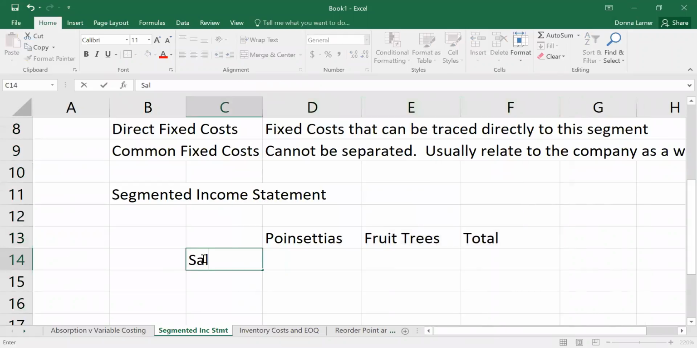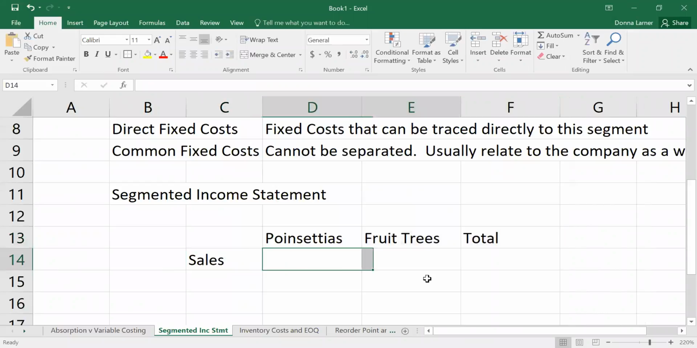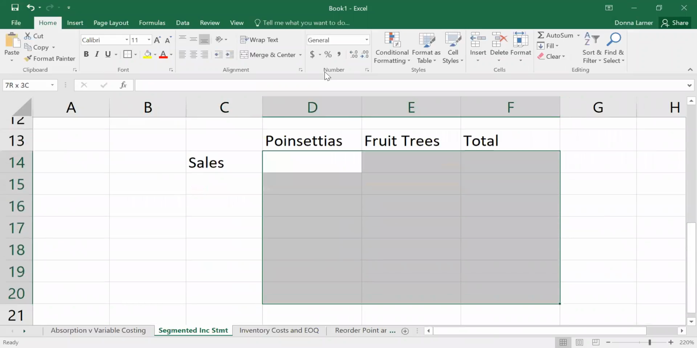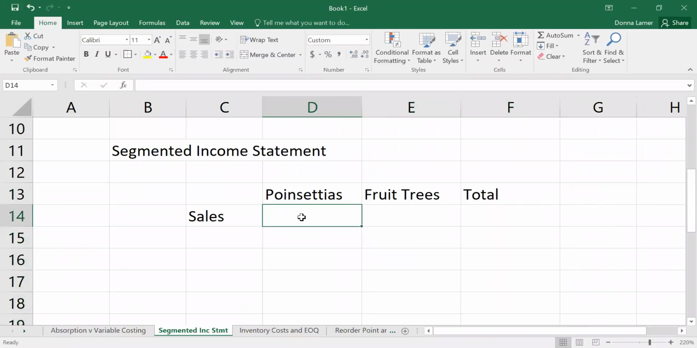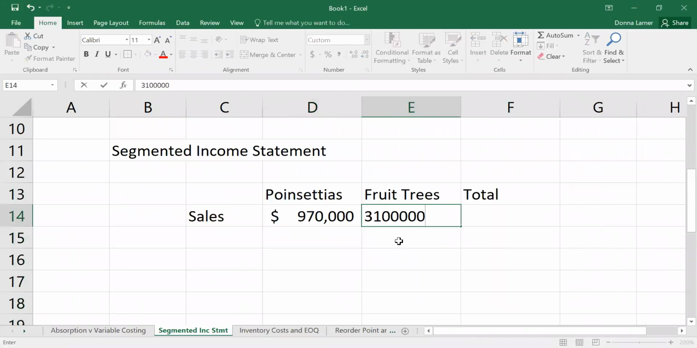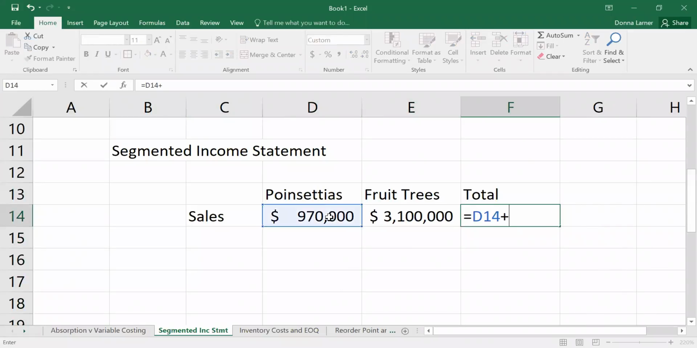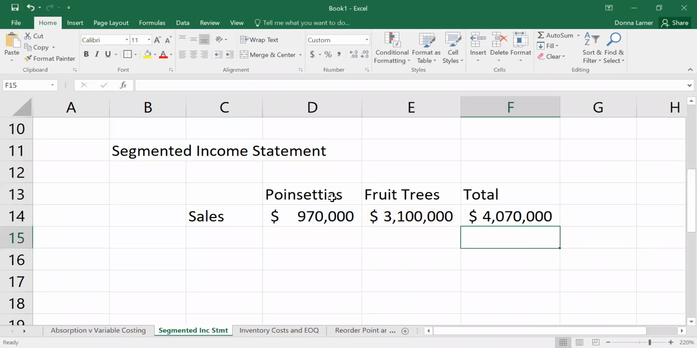And we still will show sales. These are going to be easy enough. We're just going to drop in the amounts they tell us for sales. $970,000, $3,100,000. So definitely a much bigger segment of their business is fruit trees than poinsettias.